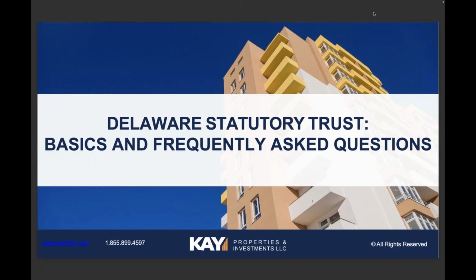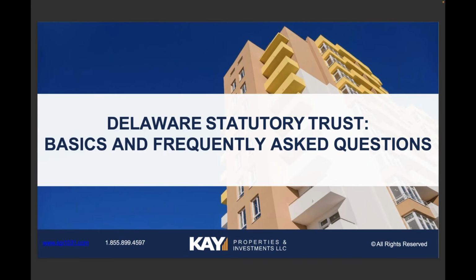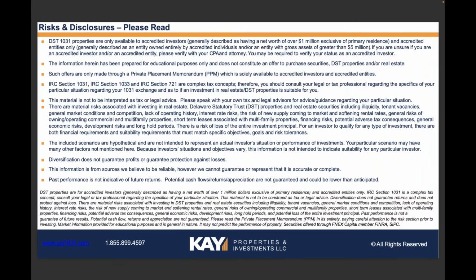DST 1031 properties are only available to accredited investors, generally described as having a net worth of over $1 million exclusive of primary residence, and accredited entities only, generally described as having an entity owned entirely by accredited investors and/or an entity with gross assets of over $5 million. If you are unsure if you are an accredited investor and/or accredited entity, please verify with your CPA and attorney. You may be required to verify your status as an accredited investor.